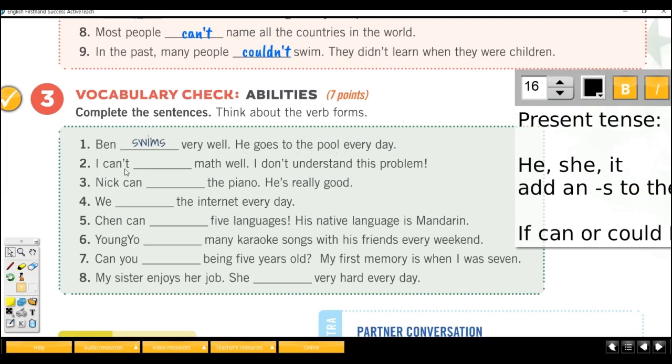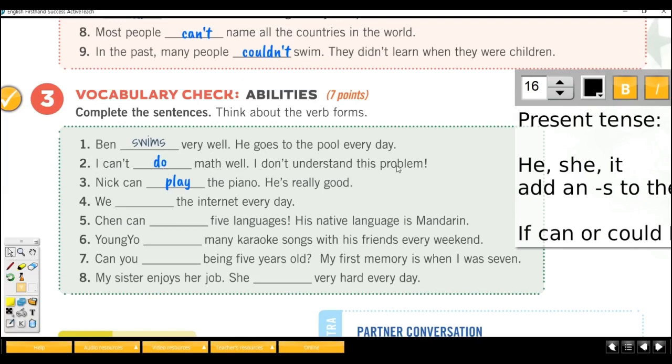And this one, number 2, I can't something math well. Okay, 여기, and then here has can. So this one will have no S. Okay, I can't do math well. There's nothing here. I can't do. Also, it is I can't do math well. 나는 수학 잘 못하는데. I can't do math well.